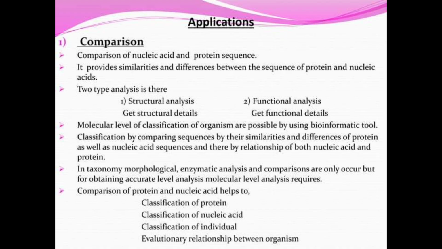There are two types of analysis, structural analysis and functional analysis. That is why we have genomics, transcriptomics, proteomics and metabolomics. Genomics talks about the information of genes present in the chromosome. Transcriptomics talks about the information of mRNA, tRNA and rRNA, especially transcription, that is, how the mRNA is synthesized from the genetic information available in the gene.